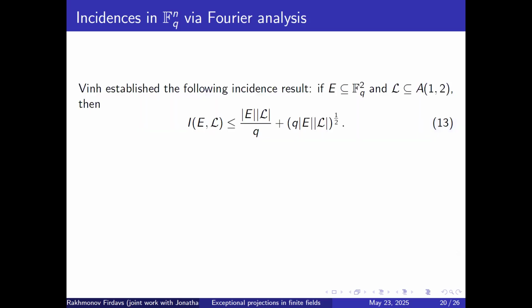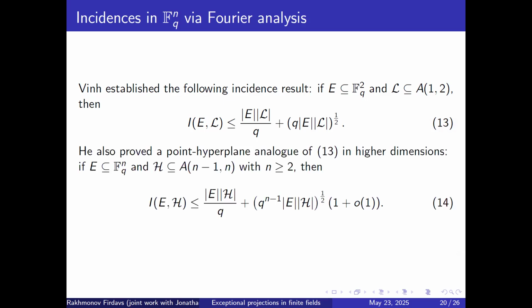So probably the most famous result in incidence geometry is the Szemerédi–Trotter theorem, and Vinh established the finite field analog. He proves that if we have a point set in F_q^2 and we have a set of lines in F_q^2, then we can give an upper bound for the number of incidences in this way. And he also proved the high dimensional version of this, the number of incidences between a point set and hyperplanes. However, if you compare these results, in the high dimensional case he has an extra factor 1 plus little o of 1, which is missing in the two-dimensional case.